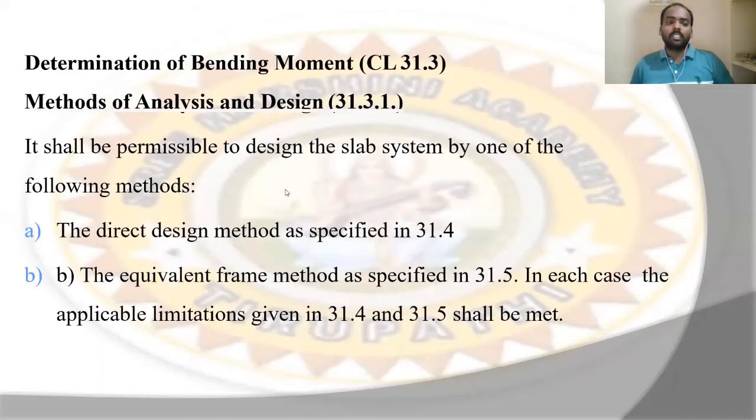Next, determination of bending moment from clause 31.3, methods of analysis and design, 31.3.1. It shall be permissible to design the slab system by one of the following methods: the direct design method, specified by 31.4, and the equivalent frame method, specified by 31.5. In each case, applicable limitations given in 31.4 and 31.5 shall be met. These are in the code book; we have to see the clause numbers.